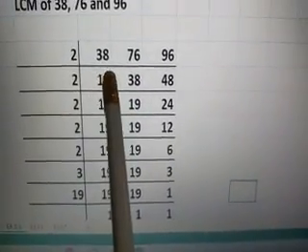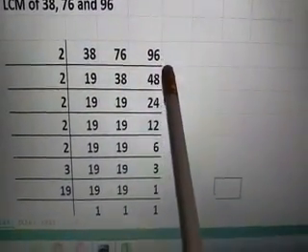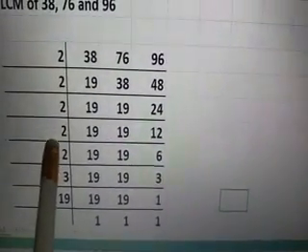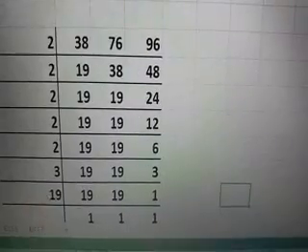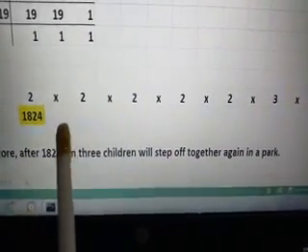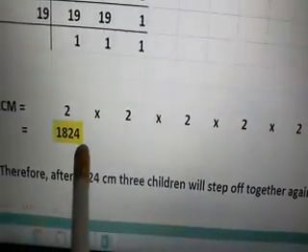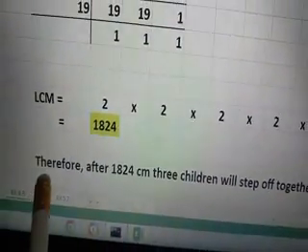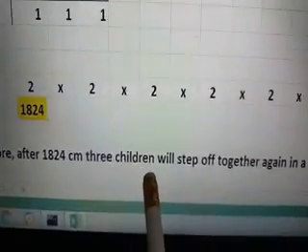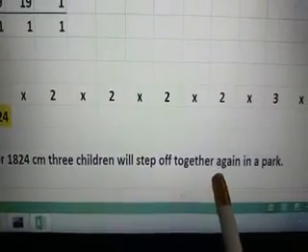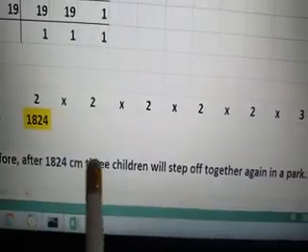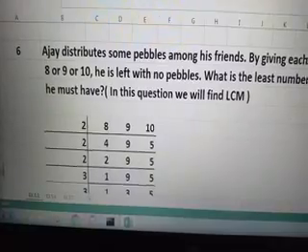So the prime factors of 38, 76 and 96 are 2 into 2 into 2 into 2 into 2 into 3 into 19. When we multiply all these factors, we get 1824. Therefore, after 1824 centimeter, 3 children will step off together again in a park. Means they will start again in a park.